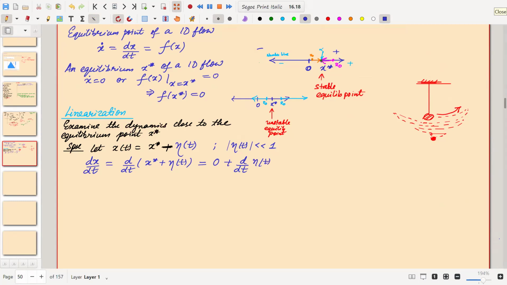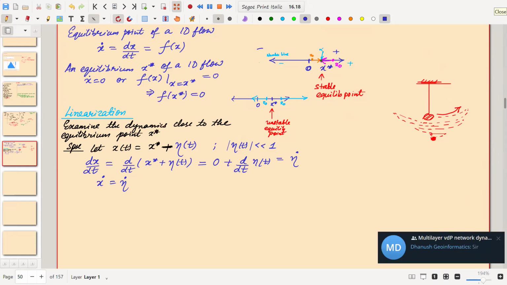Now what is d by dt of eta t? You can write eta dot. Since x dot is dx by dt, d eta by dt is eta dot. So what you got is x dot is nothing but eta dot. That means the rate of change of your state variable x in 1D flow is nothing but the rate of change of the perturbation. How much perturbation you are giving, the rate of change of that perturbation is the rate of change of your variable.